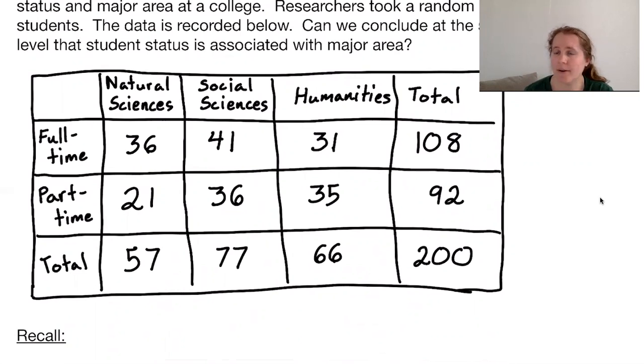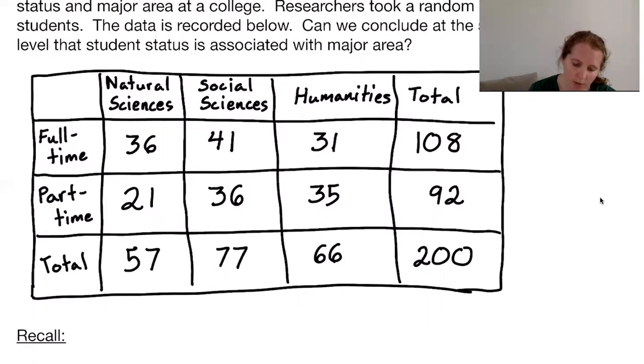So we have our two-way table here. There were 36 full-time students in the natural sciences, 41 full-time in the social sciences, 31 full-time in the humanities, for a total of 108 full-time students. There were 21 part-time in the natural sciences, 36 part-time in the social sciences, 35 part-time in humanities, for a total of 92 part-time. That left us with 57 total in the natural sciences, 77 total in the social sciences, 66 total in the humanities, for 200 students in total in the sample.